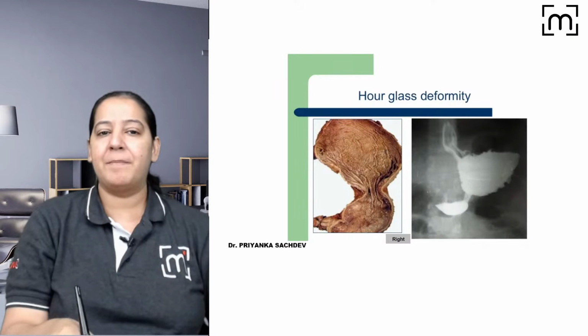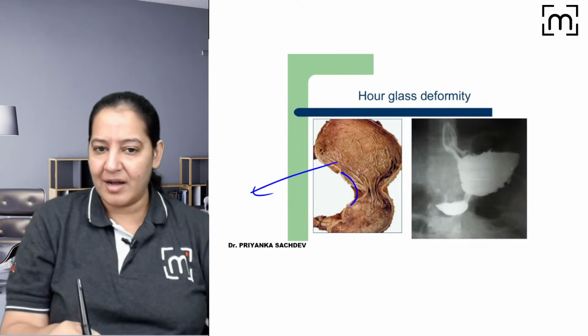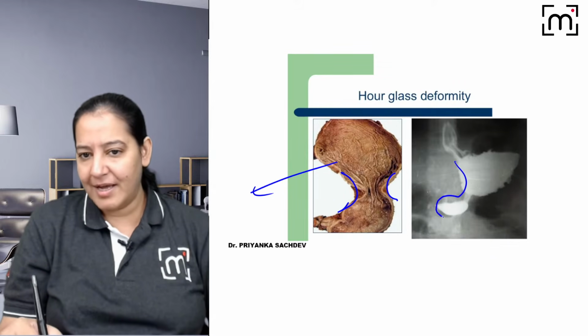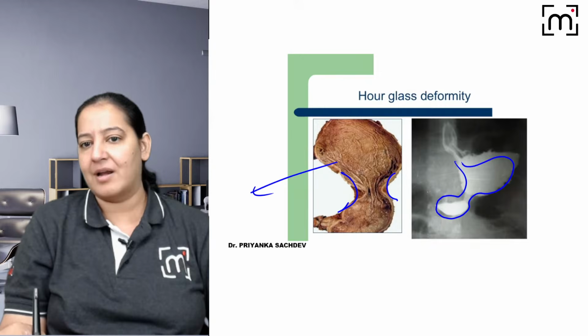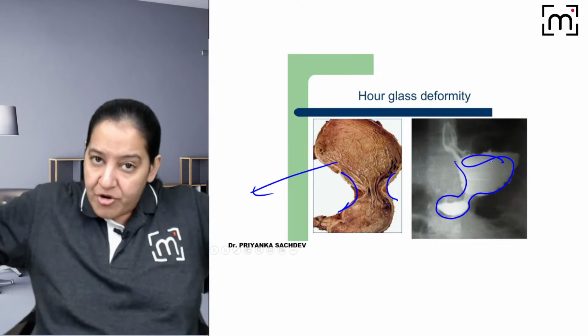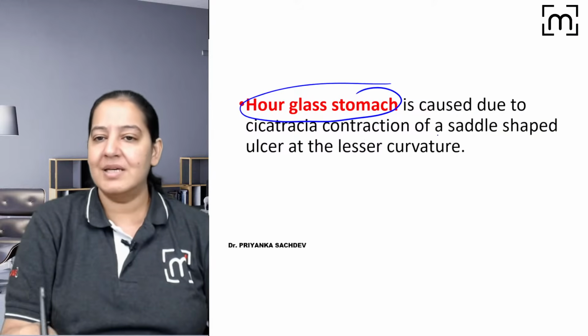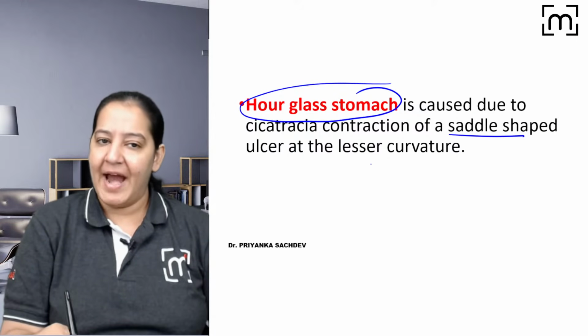So sometimes the stomach becomes hourglass. Can you see? Hourglass shape. It is looking like an hourglass. In radiology also you can say it's hourglass. See the contracture in the middle and expansion at both ends. So hourglass is the saddle shaped contracture at the lesser curvature.